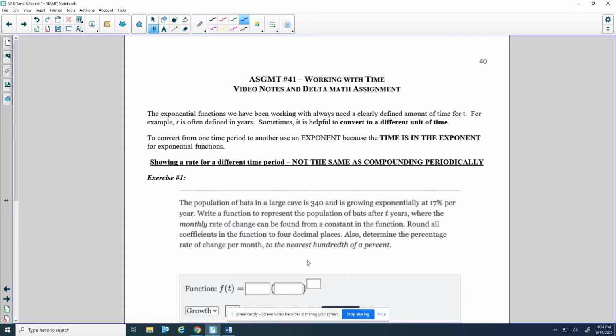To convert from one time period to another, use an exponent because the time is in the exponent for exponential functions. Showing a rate for a different time period is not the same as compounding periodically. It's going to feel like it because those questions say like 6% a year compounded monthly. So we see the word years and months in the same problem, but this is a different type of thing where they want me to convert the equation to show something for a different time period. If you don't see this word, you're not compounding periodically.